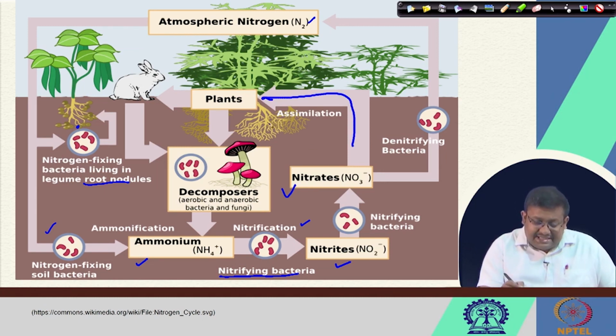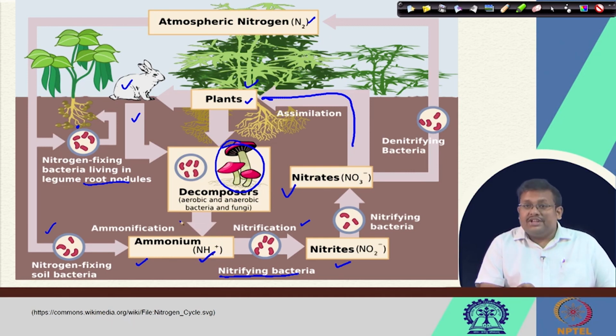So, the plant can assimilate this nitrate, and from the plants different types of animals can get their food. After the death of both plants and animals, there are decomposers present in the soil. They decompose the plant body as well as the animal body. Basically these decomposers are aerobic and anaerobic bacteria and fungi, and they ultimately help in increasing the ammonium concentration in the soil through the ammonification process.